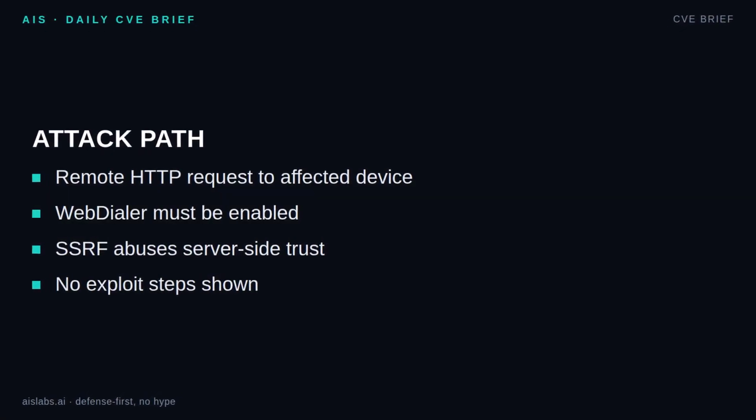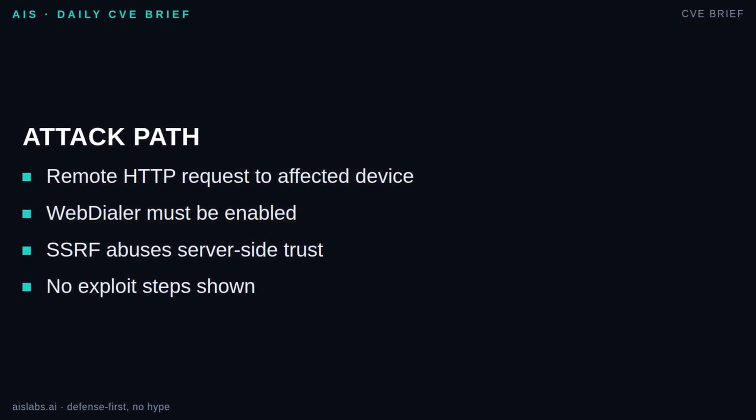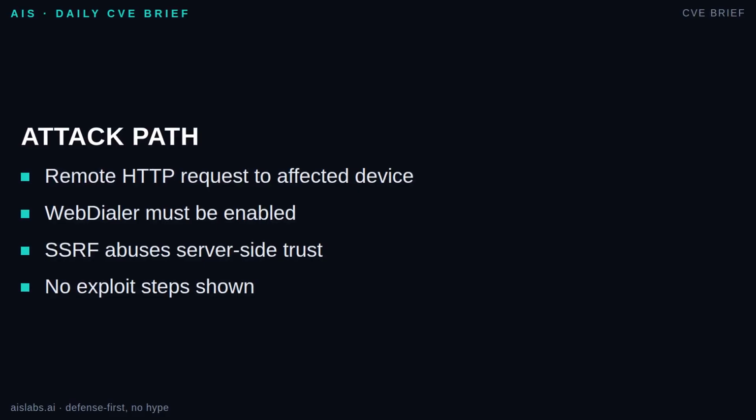Conceptually, the attack path starts with network access to the affected device's HTTP-facing functionality and depends on web dialer being enabled. Cisco states web dialer is disabled by default, so that service state is a major exposure divider. With SSRF, the attacker is not simply making the target return a web page. The dangerous idea is that attacker-controlled input influences what the server does on the back end.